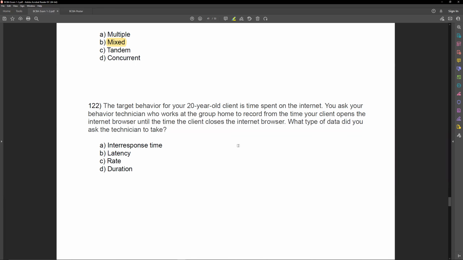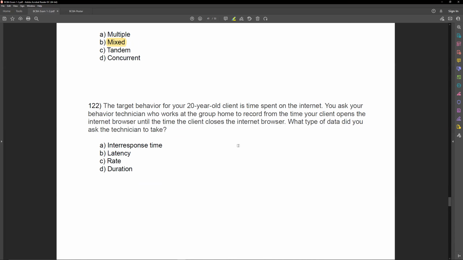Are we taking inter-response time? A. Inter-response time is time in between behaviors. So if we were to track how long passed between when your client got on the internet, that would be inter-response time.